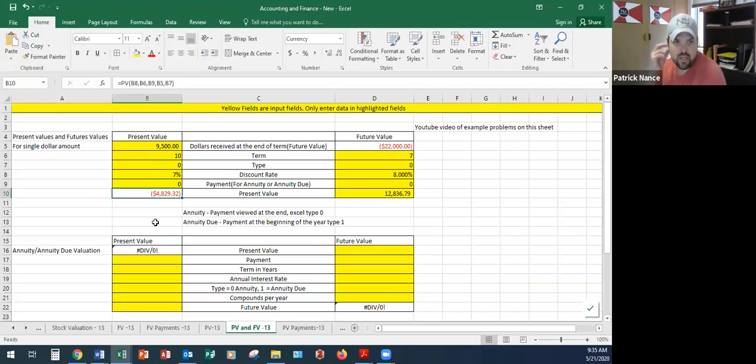So the present value of $9,500 discounted back to today's value is $4,829.32. And again, you could go to the future value and test this if you want to make sure that it worked correctly.